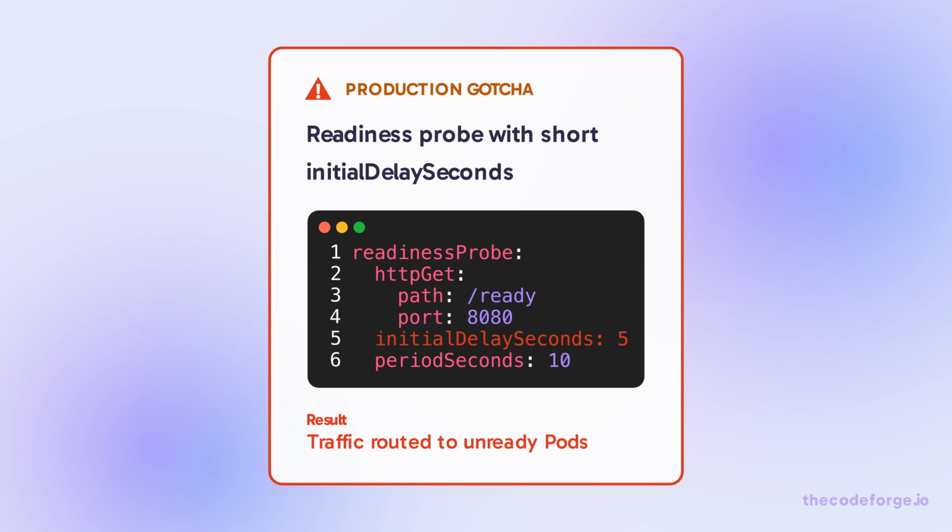A readiness probe with a short initial delay can mark a pod ready before the application is fully initialized. This causes traffic to be routed to pods that aren't ready to serve, resulting in errors. Always use a startup probe for slow-starting apps.